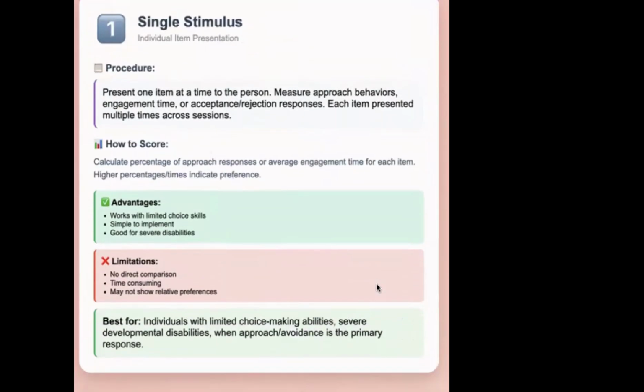Single stimulus is also for somebody who might have a limited choice skill ability. It is simple to implement though, and you can just give one item at a time and measure the approach behavior, engagement time, or acceptance or rejection. Each item is presented multiple times across sessions.